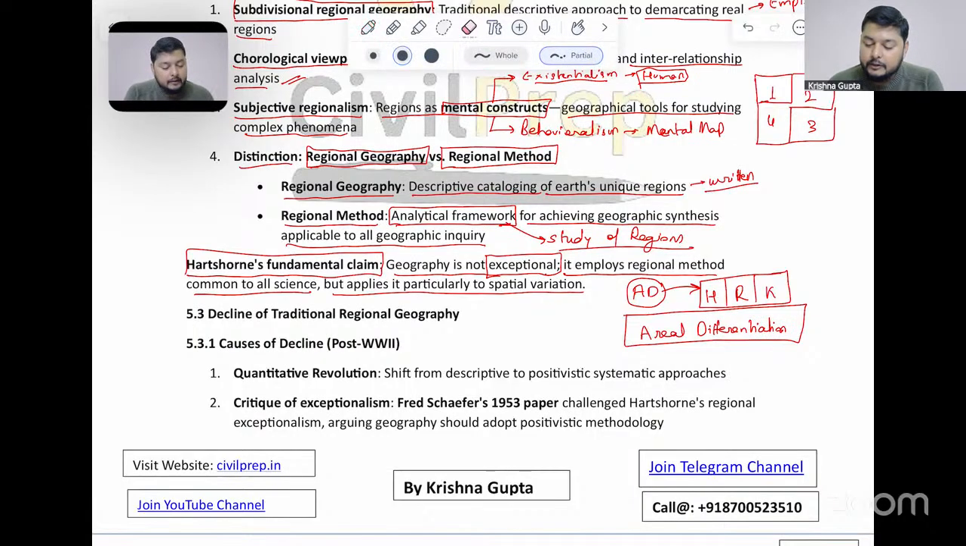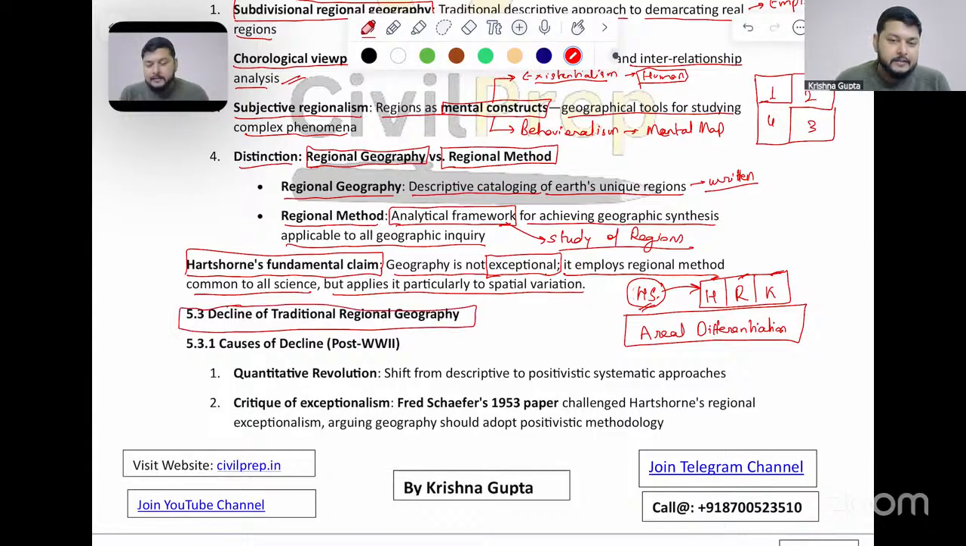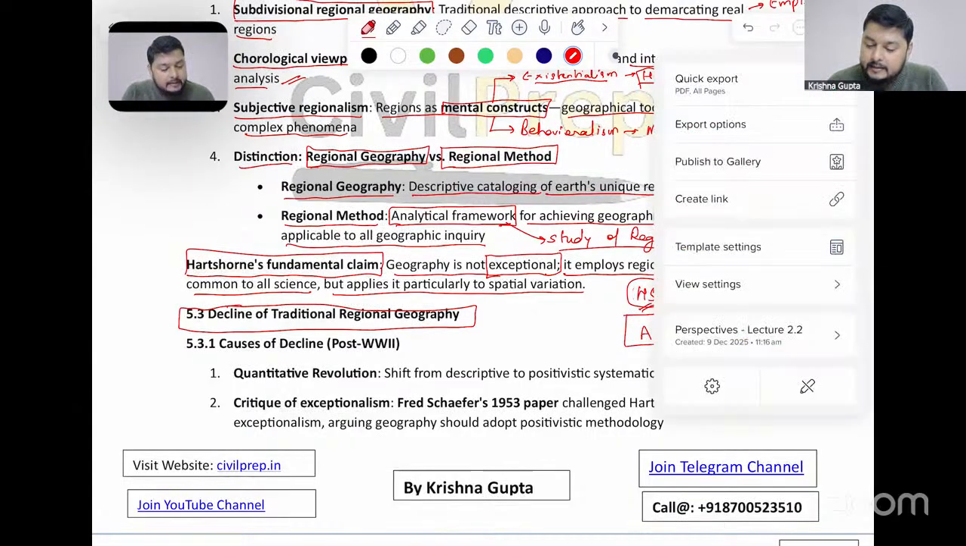This is Hartshorne. Okay, this is Hartshorne, this is Hettner, this is Richthofen, and this is Kant here. So here we see how Hartshorne's claim made geography, or the areal differentiation, distinct from the other subjects here. Now this was the areal differentiation. Now what happened was that areal differentiation became one of the very important subjects for the study of geography. Now let's understand this in quite some detail.